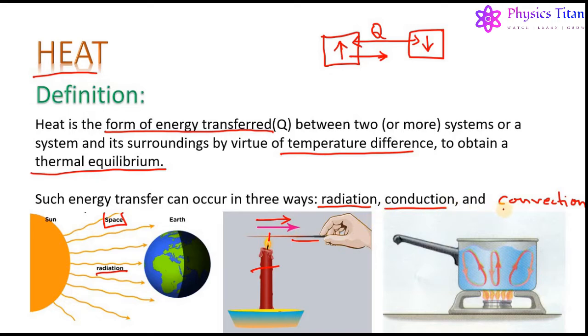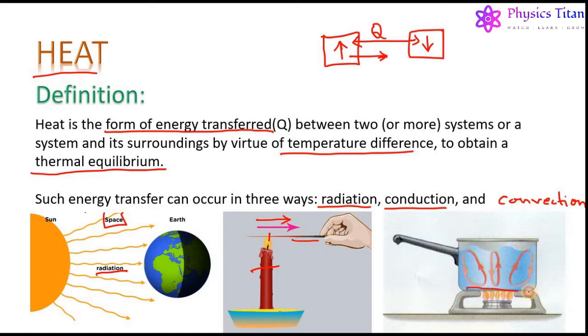And the third form of energy transfer is convection. This form of energy transfer is mostly seen for fluids like water, air, or any other gas. Take this example of water being heated up in a vessel. The water at the bottom of this vessel starts heating up and its temperature rises. Due to the rise in temperature, the density of the water over here becomes lower than the density of water at other parts of this vessel.